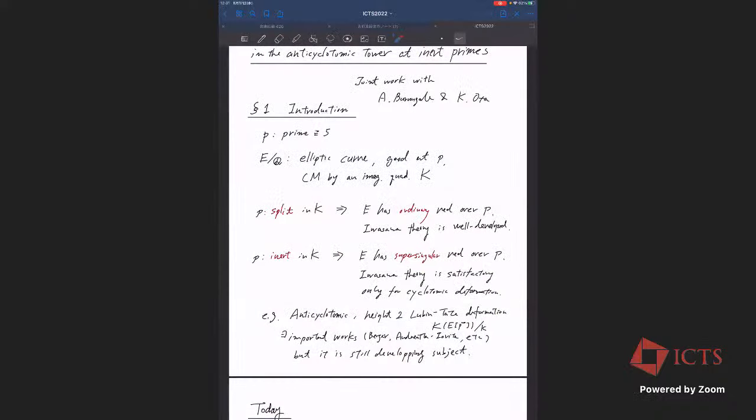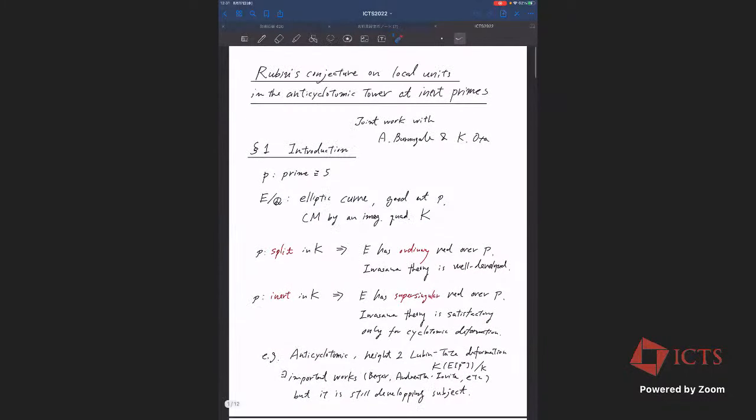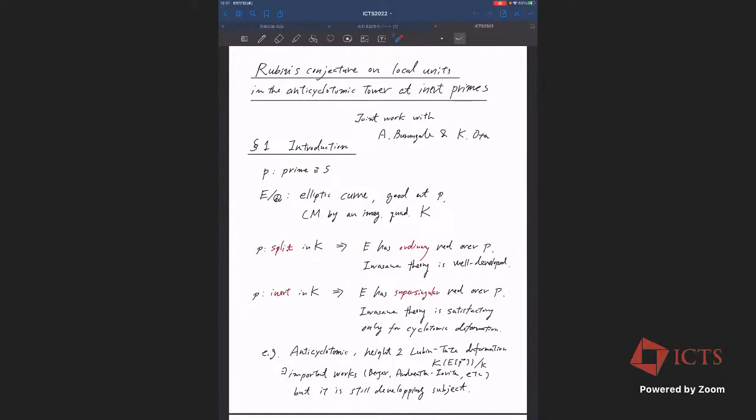Now, yeah. Can you see the file? Yes, we can see it. Okay. I think the internet connection may not be so good, so sorry about it.